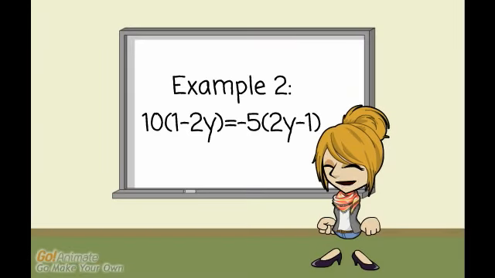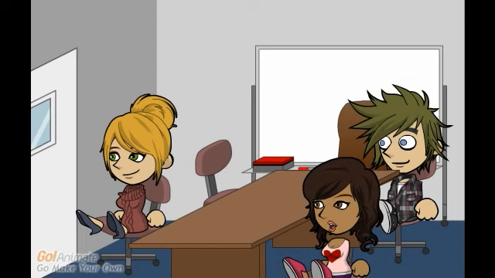Nice. Try this one, class. 10 times the quantity 1 minus 2y equals negative 5 times the quantity 2y minus 1. So what did we do first, Emily? We first use the distributive property and distribute the 10 into the binomial, 1 minus 2y. On the other side of the equation, we should distribute the negative 5 into the binomial, 2y minus 1. It is 10 minus 20y equals negative 10y plus 5.